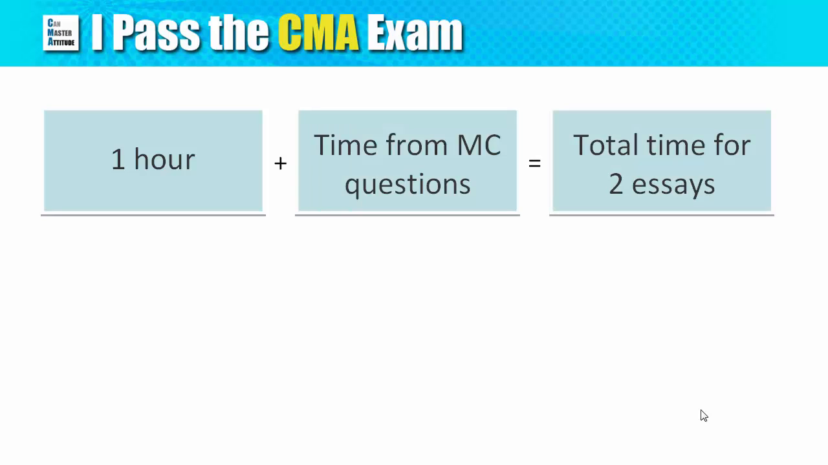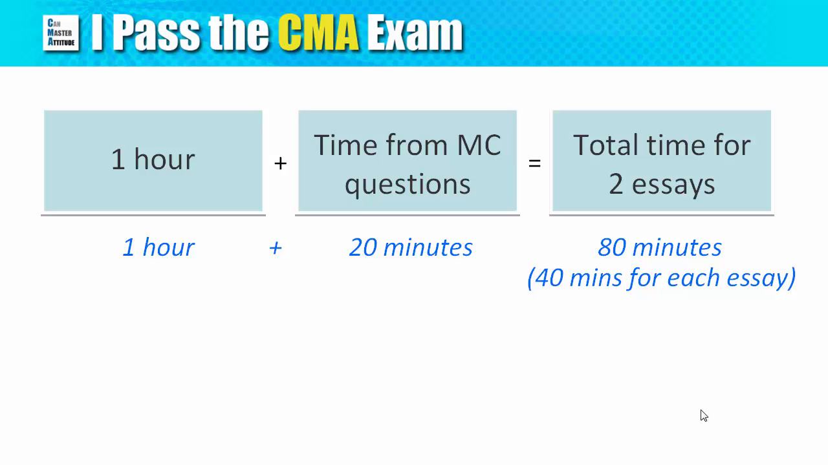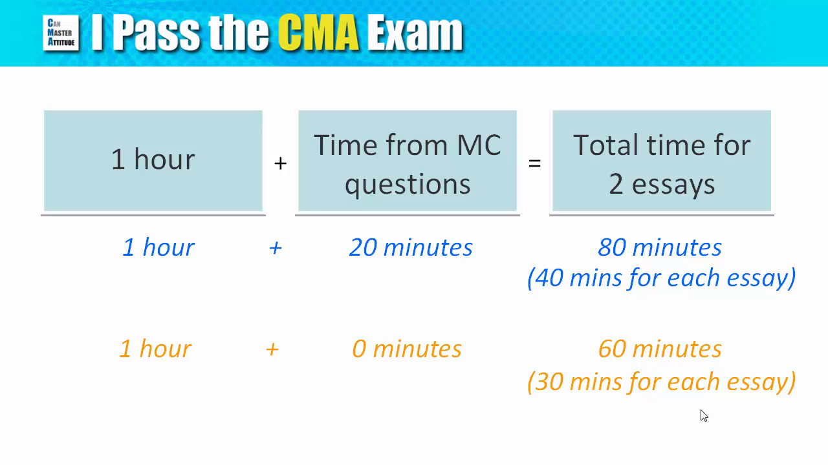For example, if you finish the multiple choice questions 20 minutes early, you'll have 1 hour and 20 minutes for the essay questions. As a general rule, you should allocate half of the available time for each essay. In our example, since we have 1 hour and 20 minutes, there will be 40 minutes for each essay. If you don't have the extra time, then 30 minutes for each essay. As a time management strategy, you can divide the available time into 3 parts.